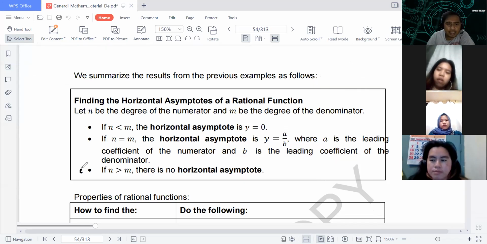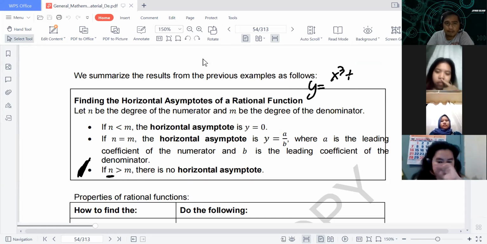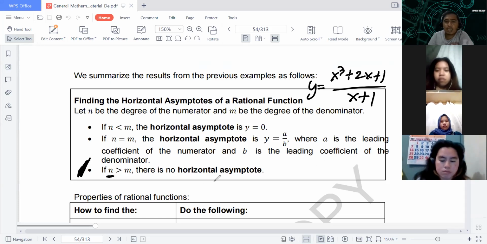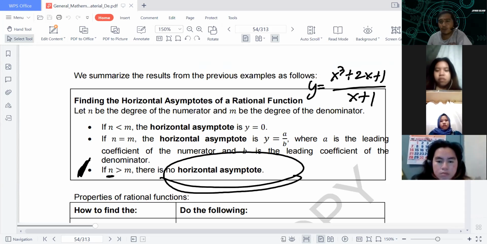For the third case, the last one, it is the case if your n is greater than your m. Say for example, y equal to x cubed plus 2x plus 1 all over x plus 1. Here, the highest exponent n is 3 and the highest exponent in the denominator is 1. And n is greater than your m. So in this case, automatically you don't have a horizontal asymptote. If the degree of the numerator is greater than the denominator, there is no horizontal asymptote automatically.